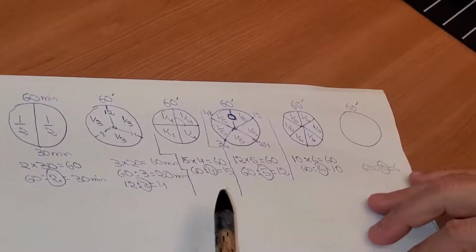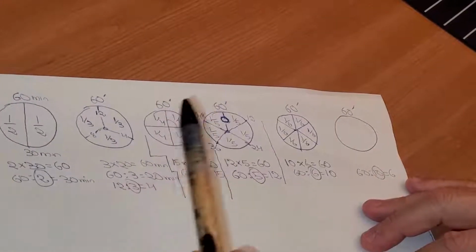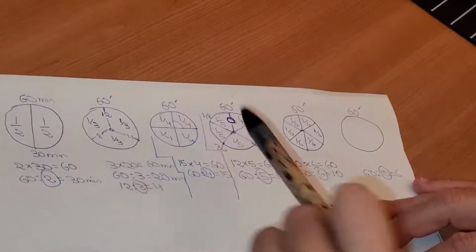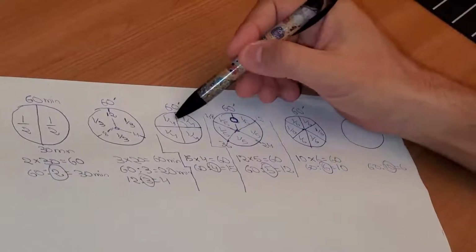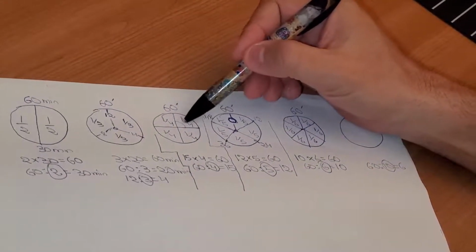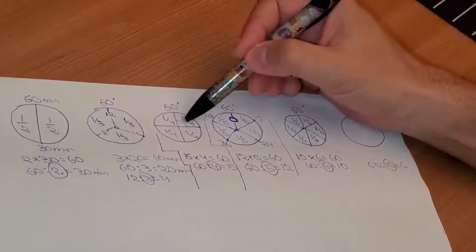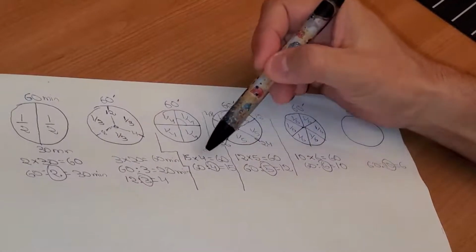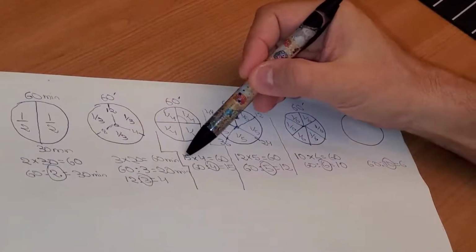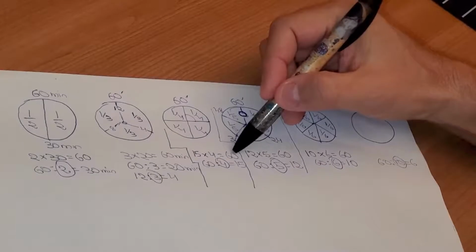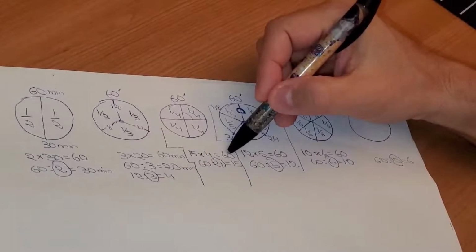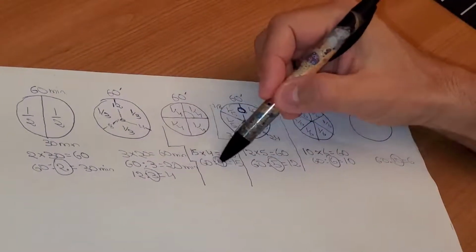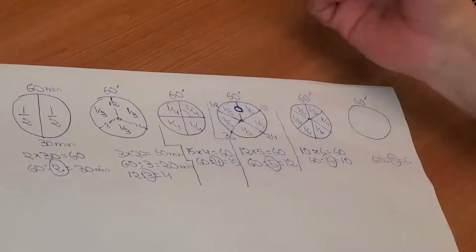What about 4? Can I divide 60 by 4? Sure. And we have the quarters. And everyone knows that every quarter is 15 minutes. So 15 times 4, or 4 times 15, because of the commutative property, we have 60. So 60 divided by 4 is 15 minutes.